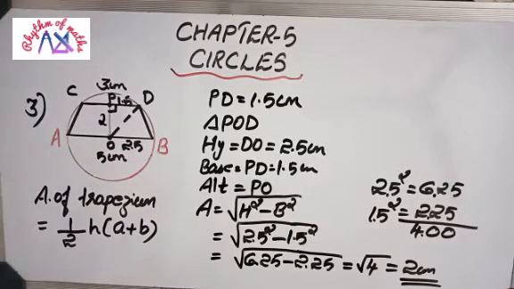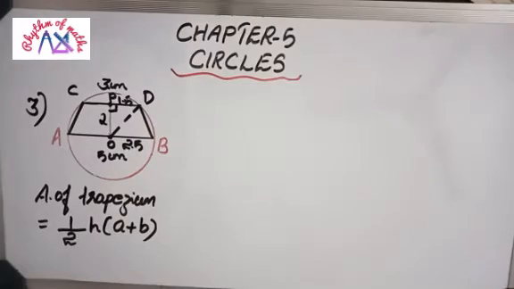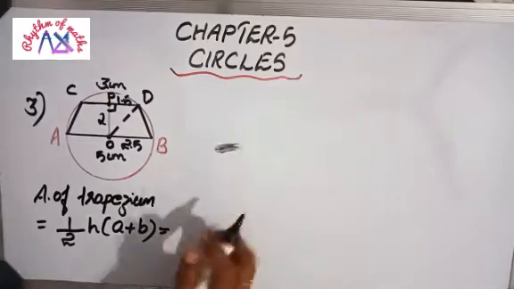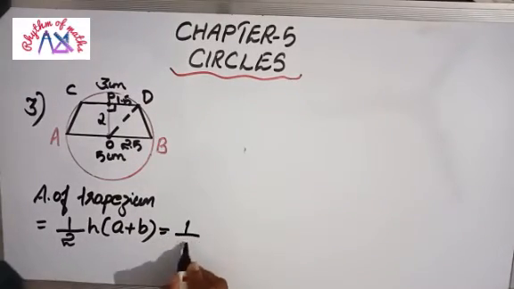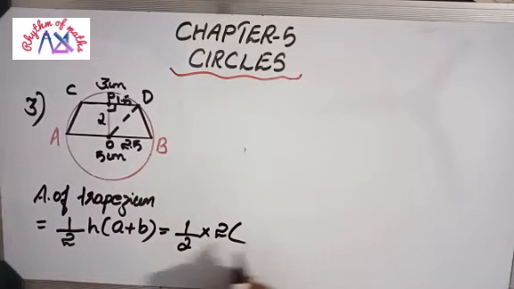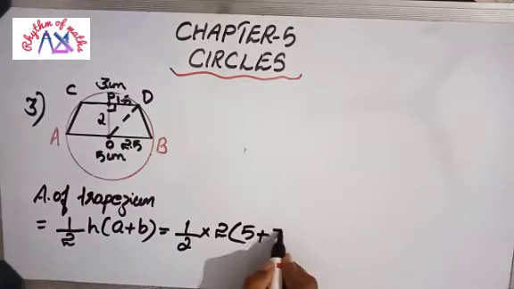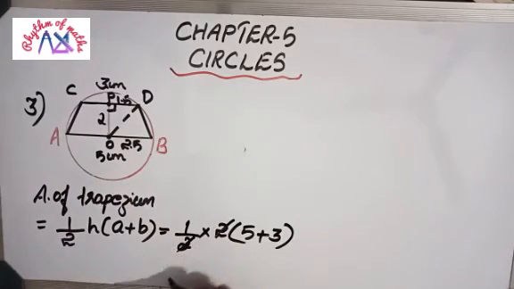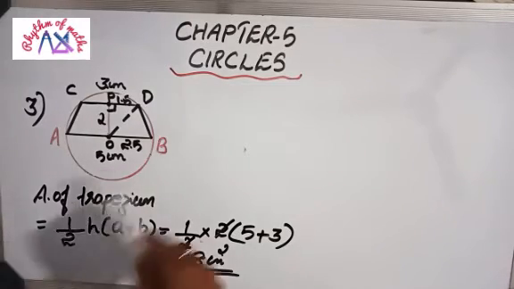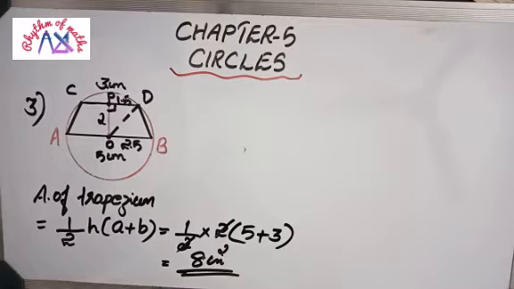Now it is easy to find the area of the trapezium. The equation we already have: half into height. Height is 2 here. So 2 into (a plus b), a is 5 plus the upper side 3. This 2 and 2 we can cancel. Now 5 plus 3 is 8. So 8 centimeters square is the area of this trapezium. So this is the third one's answer.